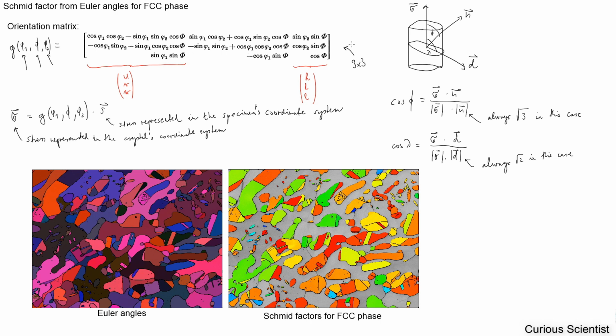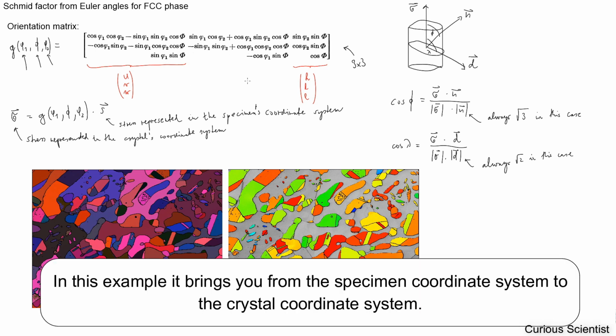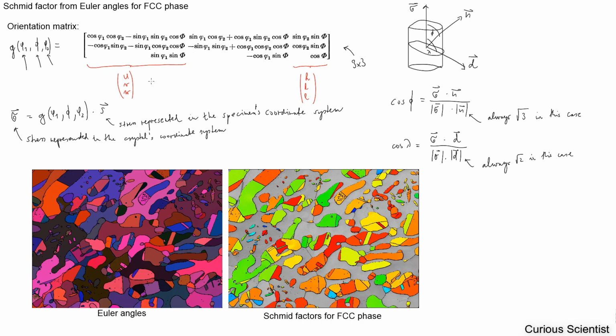In the previous video I showed you this matrix already, but this is a combination of 3 consecutive rotations, and this rotation will bring you from one coordinate system to another. One extra thing that you can get from this is the HKL and UVW values, so you can generate these two sets of numbers as well from the Euler angles. But why we need this is that we want to bring the external stress, which is represented in the coordinate system of the specimen, into the crystal's coordinate system.